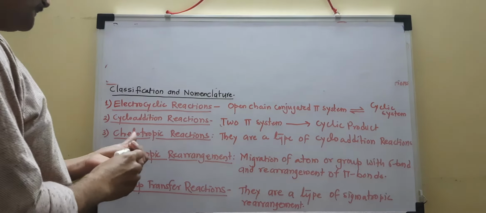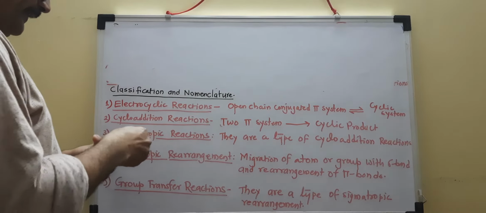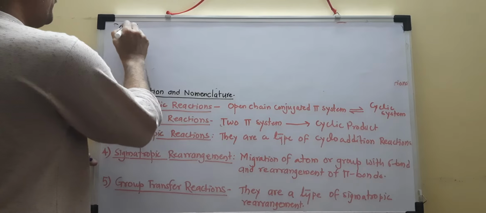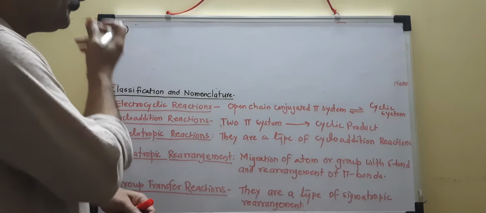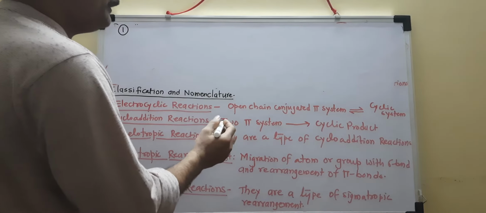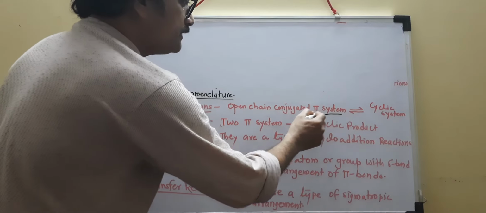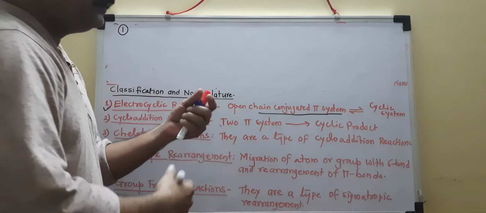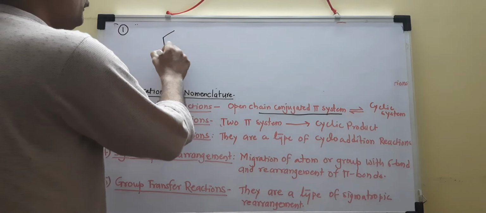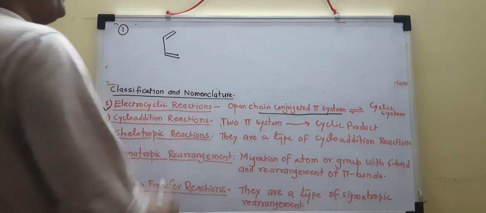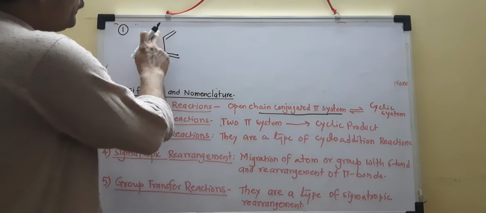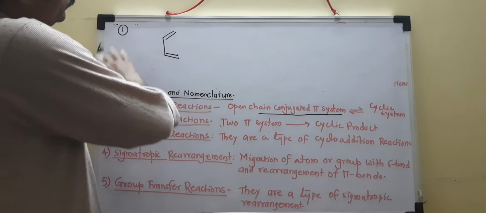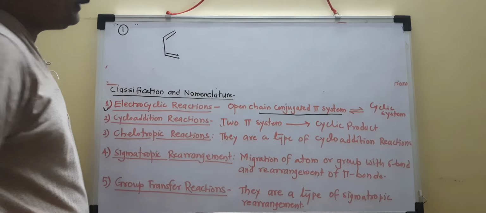So the first class is electrocyclic reaction. I write here electrocyclic reaction. I'll explain what an electrocyclic reaction is. What happens here is that an open chain conjugated pi system, meaning alternate double and single bonds, where two double bonds are separated by a single bond. There might be more than two pi bonds.